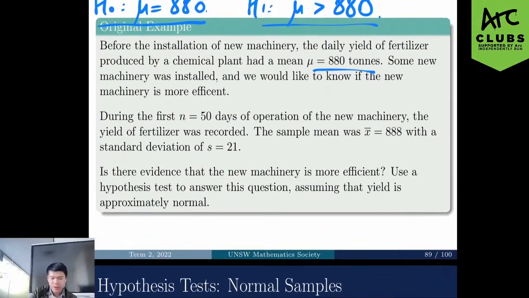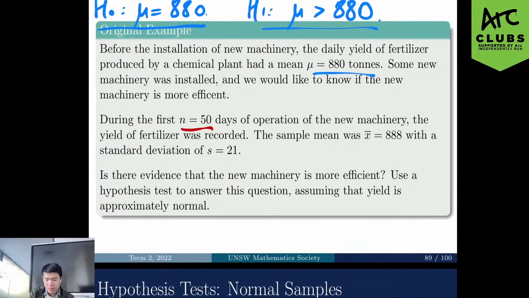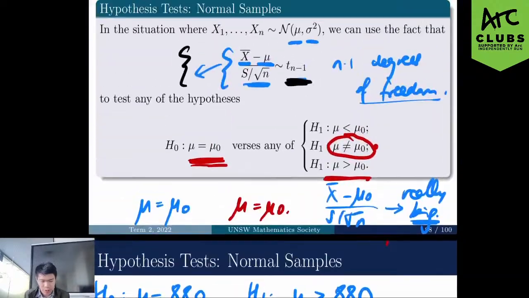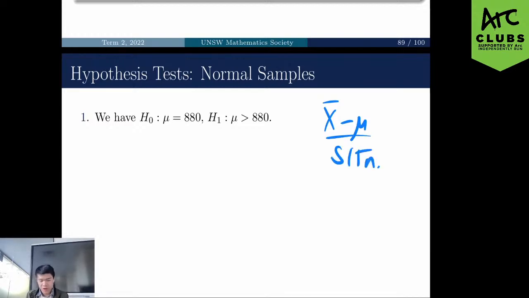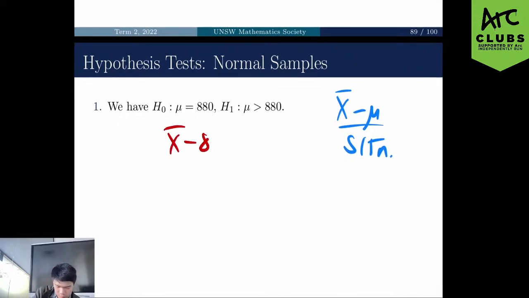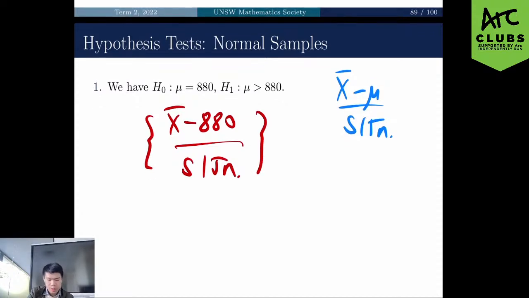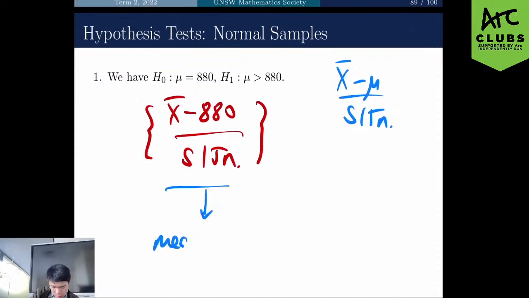Okay, cool. So let's have a look at this. We're given n equals 50, we're given the sample mean 888, and we're given the standard deviation 21. So we're going to be using that test statistic. So let's just look at this. This basically measures the deviation from 880. If we sub in this, this measures the deviation from 880.